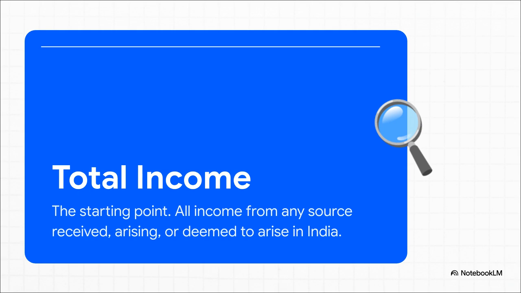And finally, the what. What are we counting? Clause 5 calls this total income. You should think of this as the absolute top-line gross amount. It's the very starting point for our rupee's journey. It's all the income from basically every source you can imagine that has a connection to India. This is the big, unfiltered number we start with.